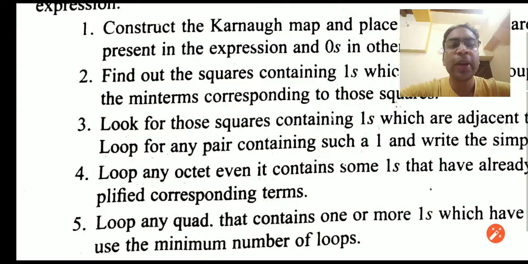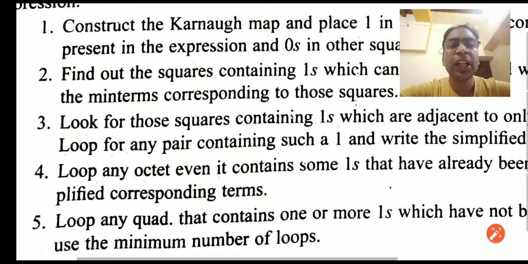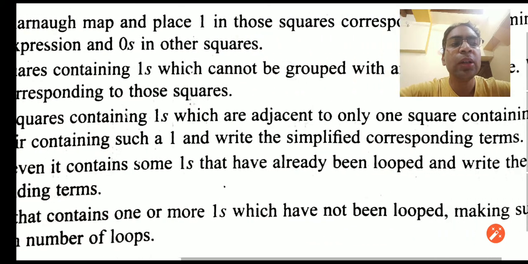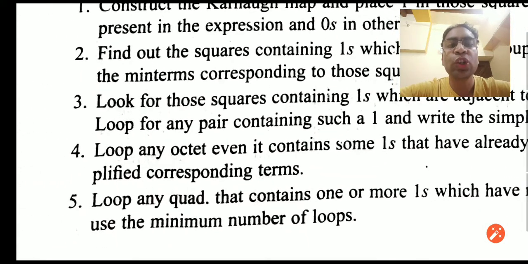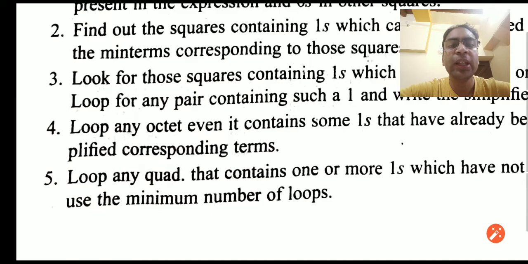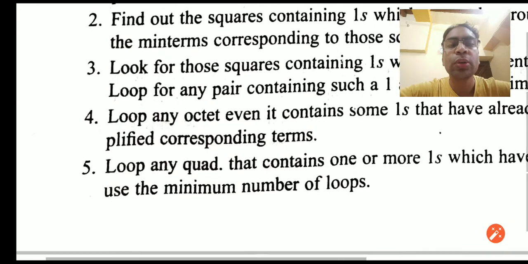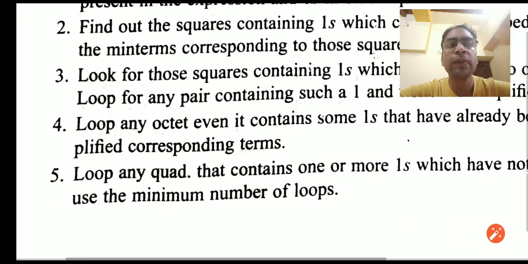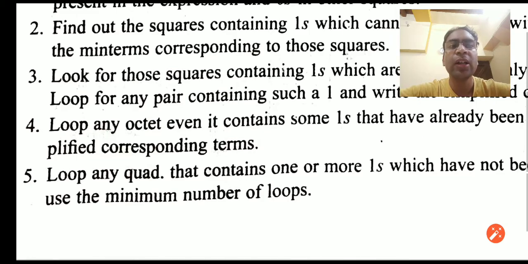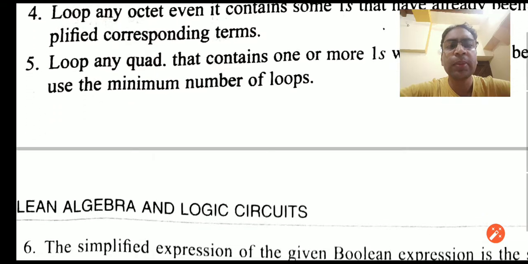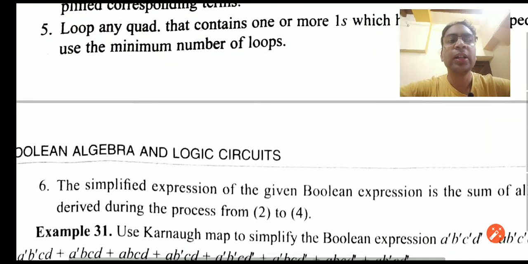The next step is loop any octet, even if it contains some ones which have already been looped, and write the expression. And then the last step, loop any quad that contains one or more ones which have not been looped, making sure to use the minimum number of loops. So first we'll find all singletons, then we'll make all duals which do not take part in any quad or octet. Then we'll find the looping of the octets, that means we'll create the octets, and then we'll create the quads. So these are the simplification rules, and using these rules we can create the K-map.